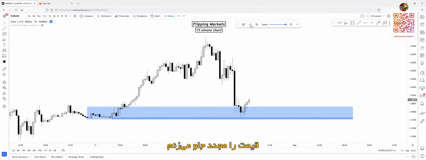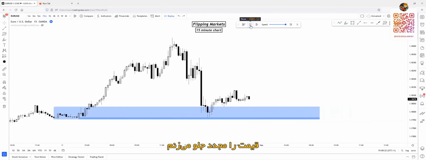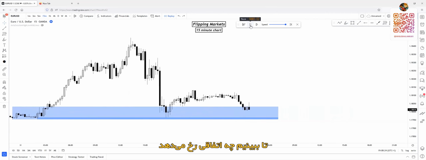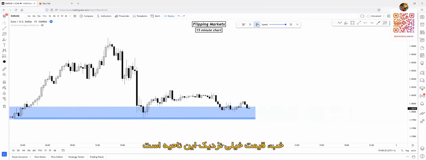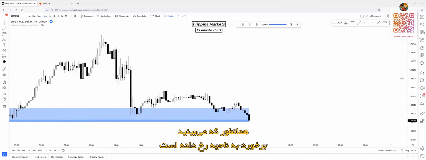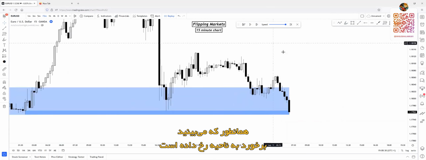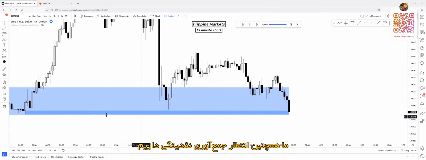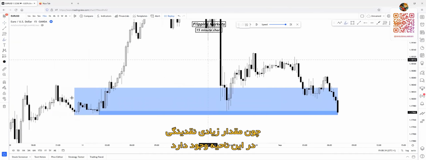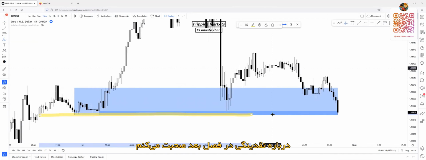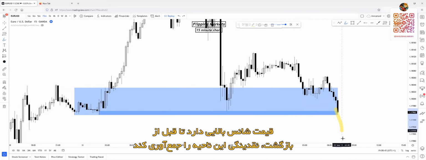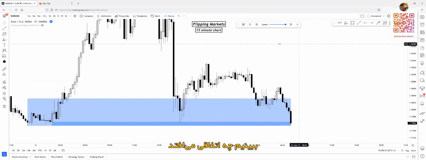I will just play price forward again. See what happens. Okay, price is really, really close to this zone. And as you can see, the tap of this zone happened. We can also expect some liquidity sweep here because we have a bunch of liquidity in this area. And I will talk about liquidity sweeps in the next unit. Price has a great chance to sweep all of this liquidity before the reversal. So let's see what happens.